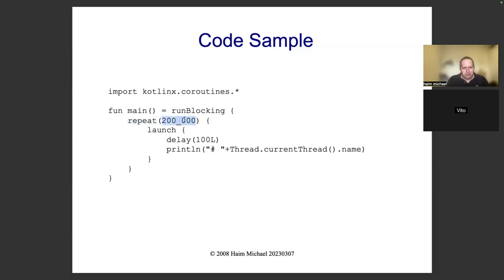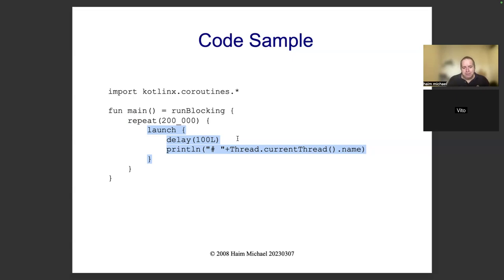In this case, I pass over 200,000, asking to perform this lambda expression 200,000 times, meaning that this function launch will be invoked 200,000 times, and each invocation, a new coroutine will be created. Now, try to create a program in Java that creates 200,000 threads. I doubt if that program will execute successfully.